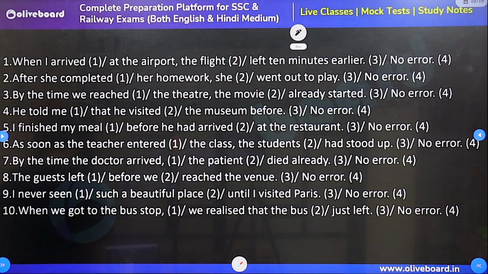When I arrived at the airport, the flight left 10 minutes earlier. Not both the actions are happening at the same time.